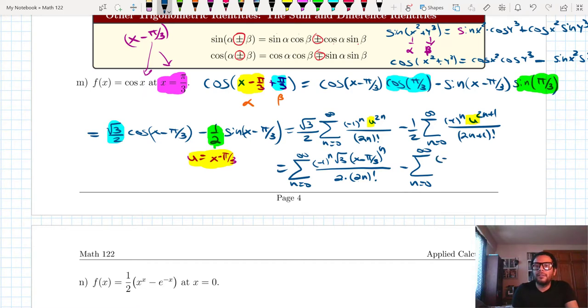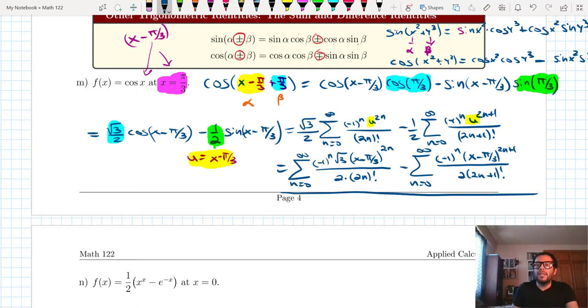So minus sigma n equals 0 to infinity, negative 1 to the nth power, x minus pi over 3 to the 2n plus 1. By the way, this should have been 2n, not just n. Let me erase this and change. This is 2n divided by 2 times 2n plus 1 factorial. Actually, this 2 doesn't distribute. And that is the series representation of cosine at x equals pi over 3.